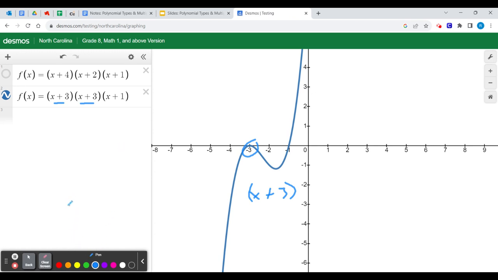So that's something that you'll jot down the definition for before, but when a factor shows up more than once, it's said to have a multiplicity. In this case, it has a multiplicity of 2 because it shows up twice.